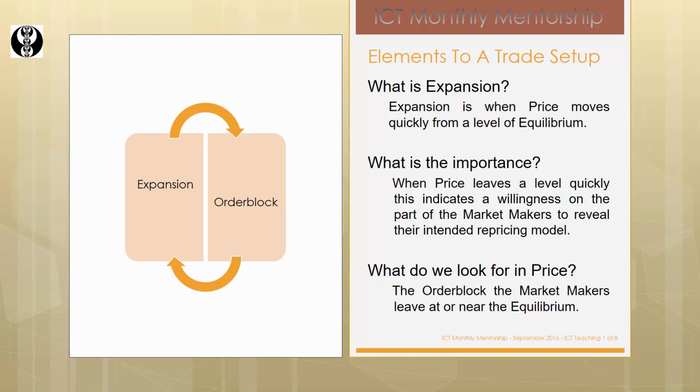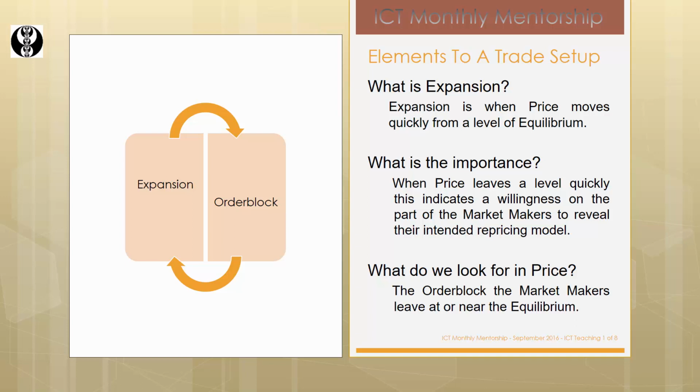Well, if we're in a consolidation, or a point of equilibrium, if price were to move up quickly, that would give us an indication of looking for a bullish order block. We don't want to chase price. We're going to wait for price to come back down into the order block. Where's that going to occur? Well, what do we look for in price?